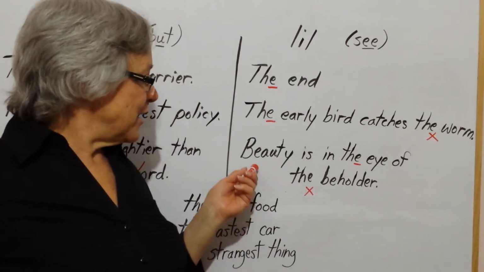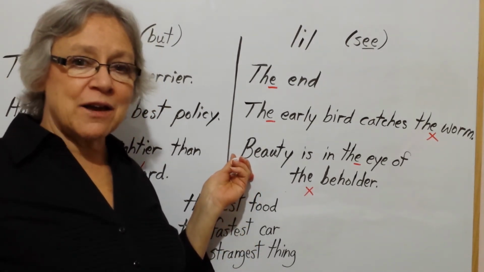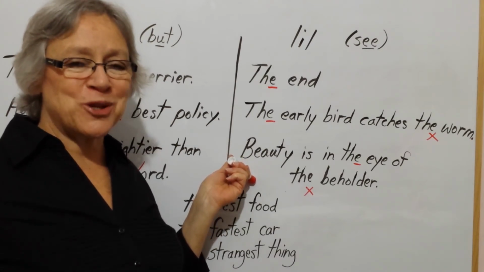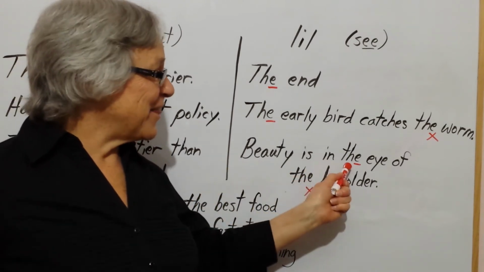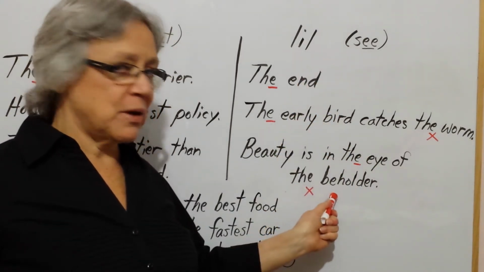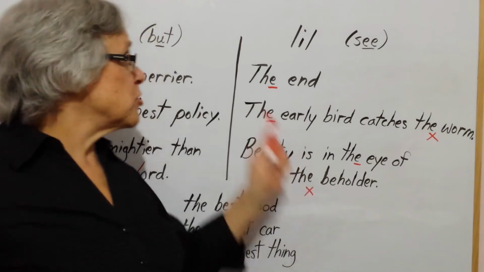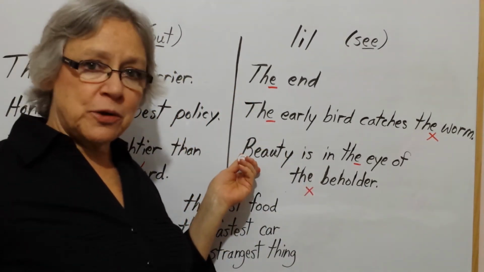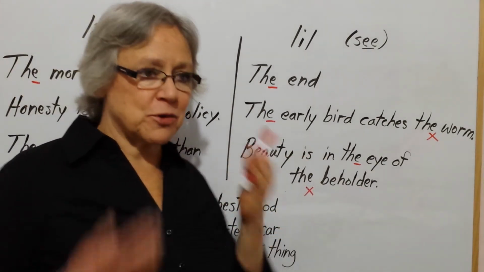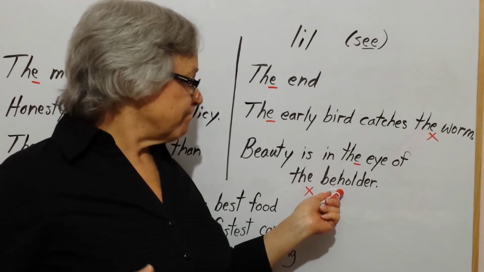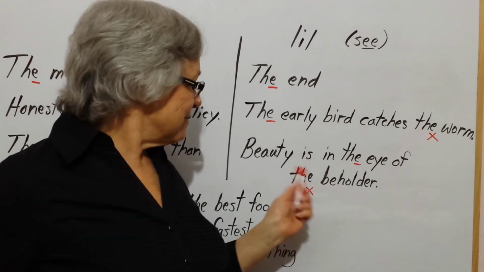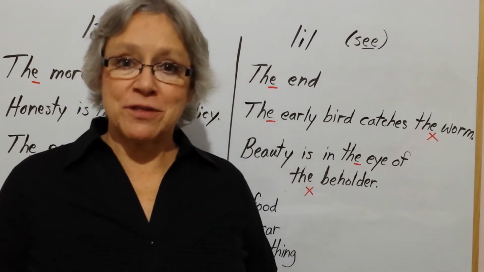Okay? Here we have beauty is in the eye of the beholder. Okay, the I starts with a vowel sound, so I'm using E. The beholder. Beholder starts with a consonant sound, so I'm using a. Beauty is in the eye of the beholder. So each person, the beholder, the person who's seeing, recognizes beauty in their own way. So what I think is beautiful may be different than what you think is beautiful.